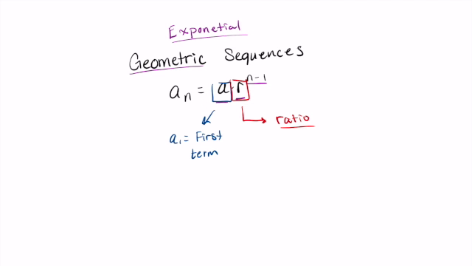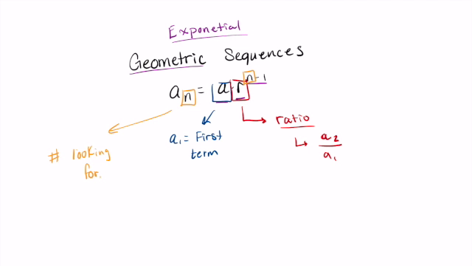And your ratio, in my opinion, the easiest way to find it is simply taking your second term and dividing it by your first. Lastly, our n is whatever number we are looking for. So if I'm looking for the 8th term or the 9th term, that's obviously what we're plugging in for n.